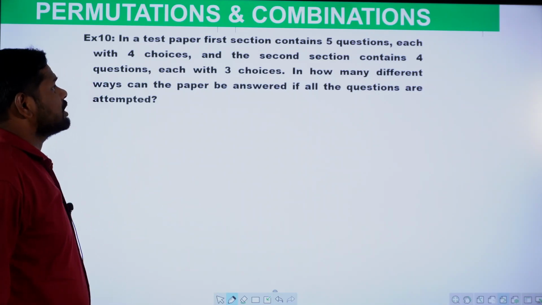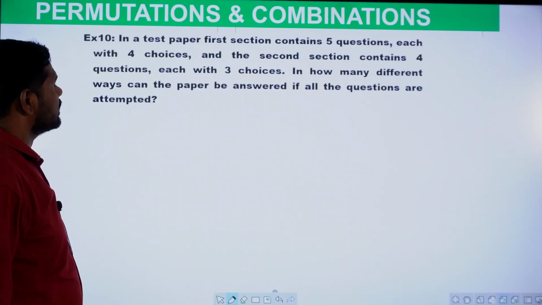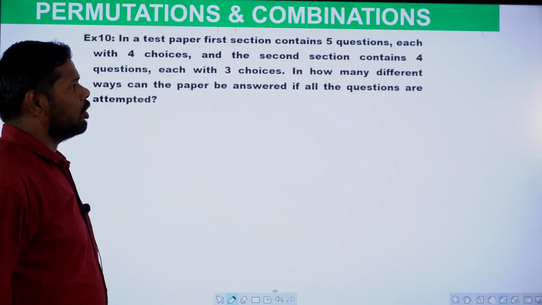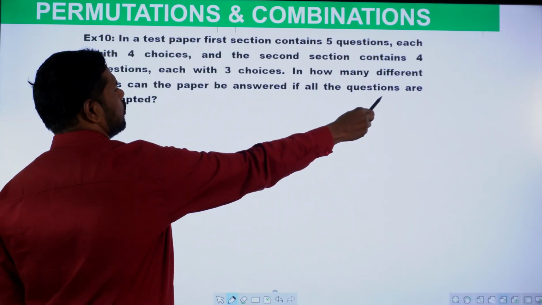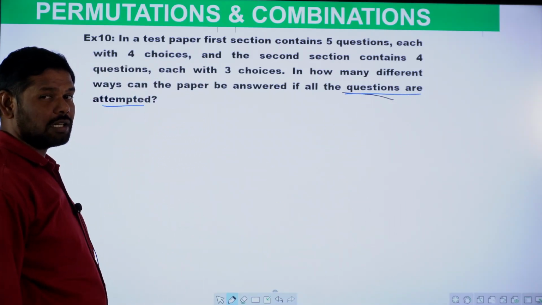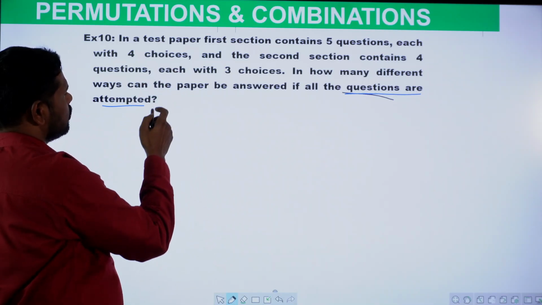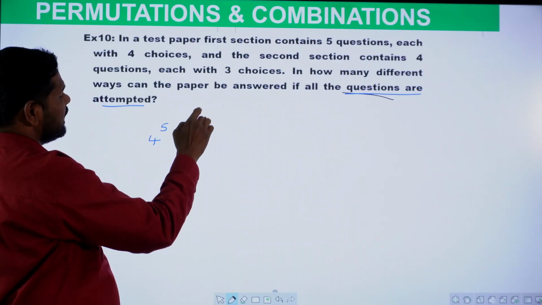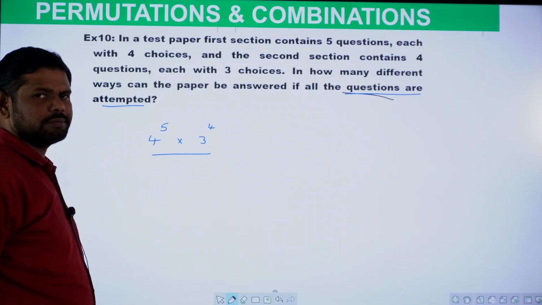In a test paper, the first section contains 5 questions, each with 4 choices, and the second section contains 4 questions, each with 3 choices. In how many different ways can the paper be answered, if all the questions are attempted? Here also all the questions are attempted, so we do not consider the not attempted option. So 5 questions with 4 choices is 4 power 5, and 4 questions with 3 choices is 3 power 4. The total is 4 power 5 into 3 power 4. That is the answer.